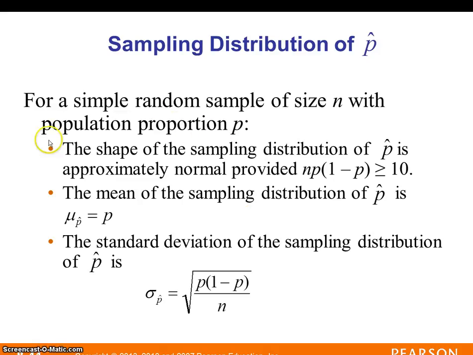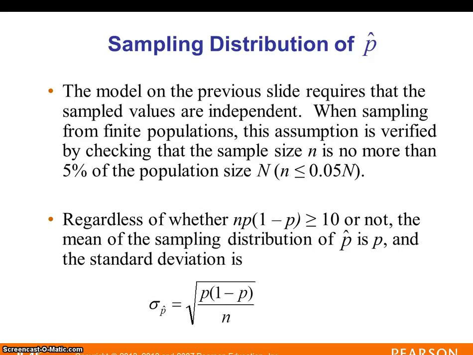A lot of times you'll be able to assume, or I'll state that you can assume, that this holds, but technically this is something you should check: that n times p times 1 minus p is greater than or equal to 10. But if I say you can assume that all assumptions hold, you can assume that holds automatically.